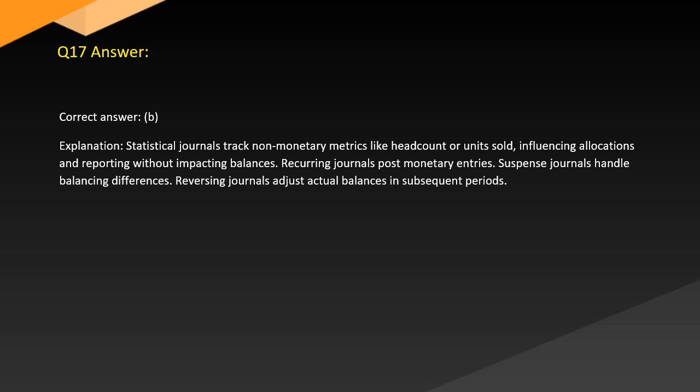Statistical journals track non-monetary metrics like headcount or units sold, influencing allocations and reporting without impacting balances. Recurring journals post monetary entries. Suspense journals handle balancing differences. Reversing journals adjust actual balances in subsequent periods.